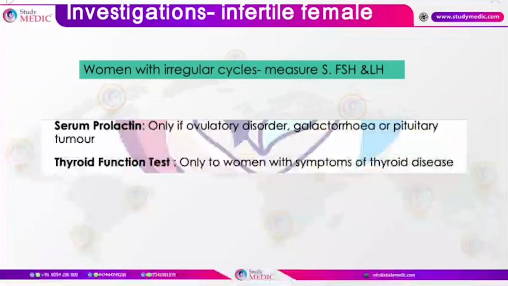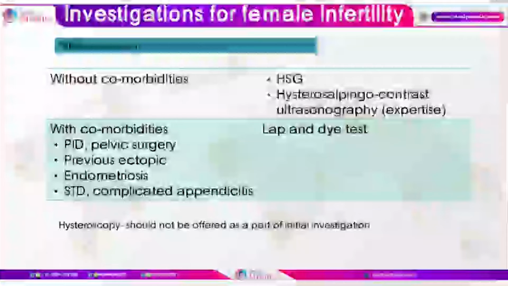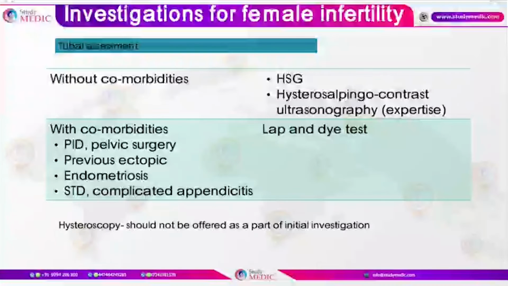Yes, prolactin can be considered only if there is an ovulatory disorder along with galactorrhea or any pituitary tumor. Talking about thyroid function test, if a woman is having any symptoms which suggest that she could be a likely case of thyroid disorder, it should be performed.